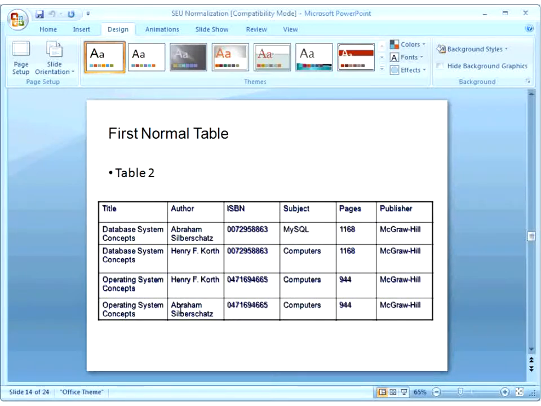What you have done is that instead of making different columns for author 1, author 2, you have made a single author column in which you have mentioned the book name once with Abraham Silberschatz, and then with Henry F. Korth. And then you have mentioned subjects separately as well, once with MySQL and once with computers. So now you have resolved this problem up to some extent.